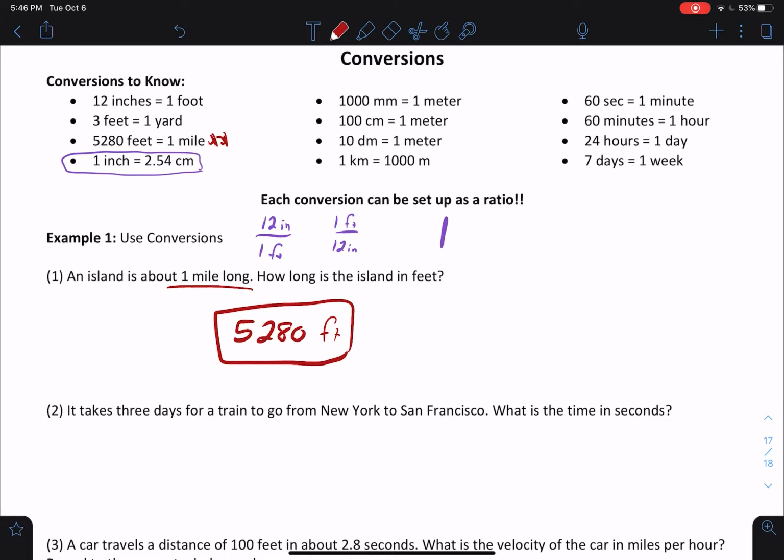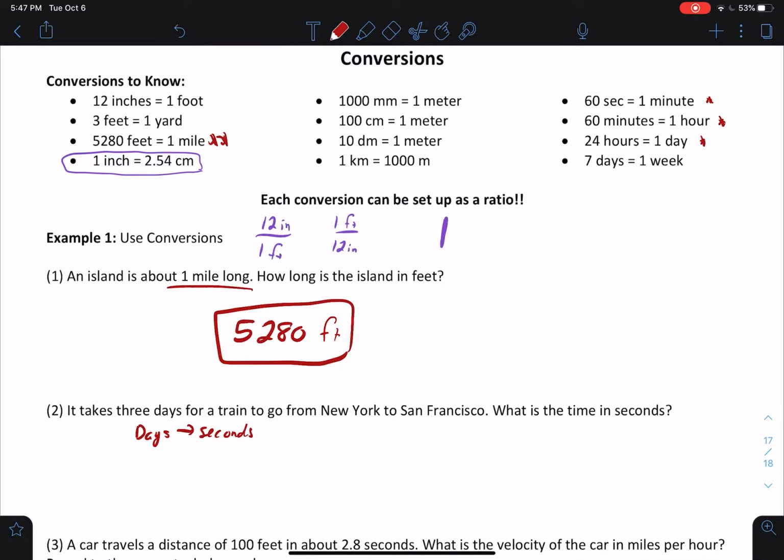It takes 3 days for a train to go from New York to San Francisco. What is that time in seconds? So how long is it going to take in seconds to go from New York to San Francisco? I need to convert days into seconds. Okay, so I'm going to use this last column. Are there any conversions there that go automatically from days to seconds? No, there aren't. But I could do days into hours, then hours into minutes, and then minutes into seconds. So I could kind of do a chain of conversions here.